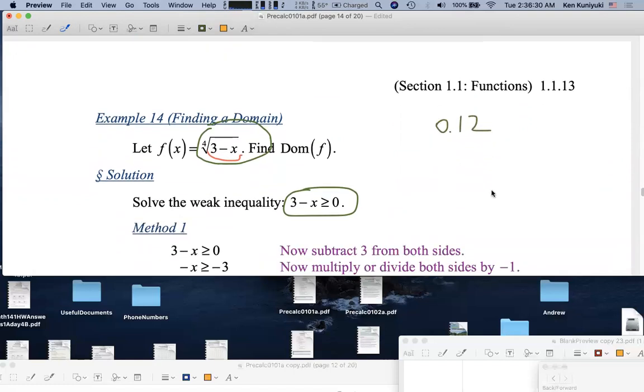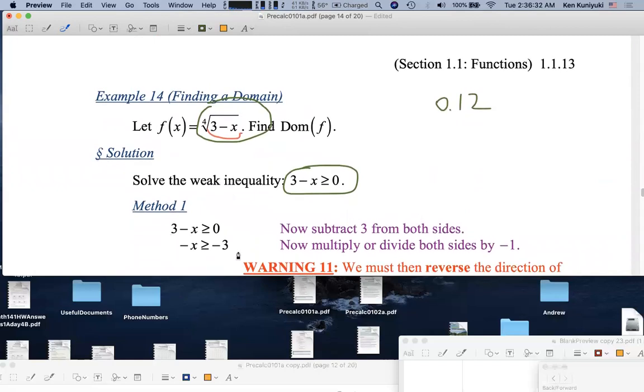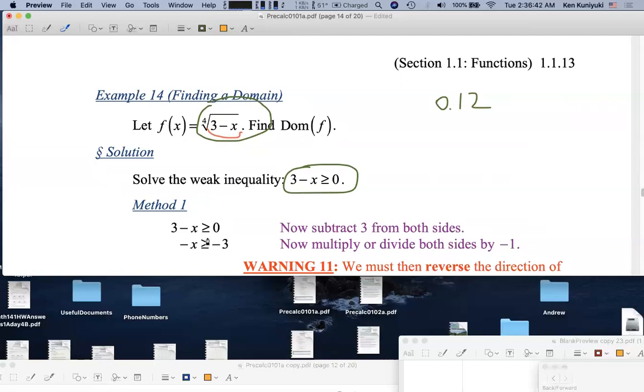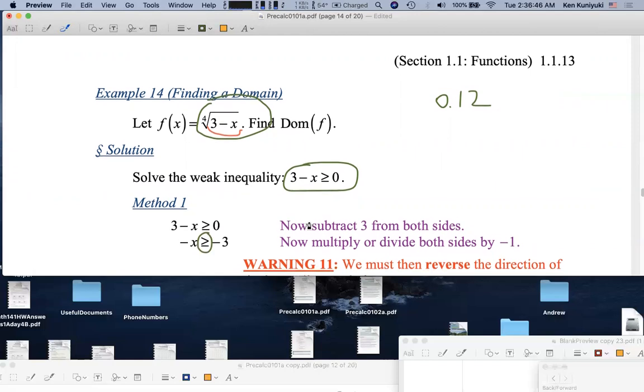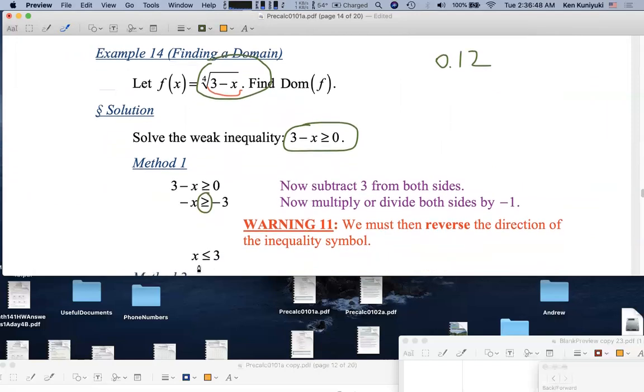All right, method 1. We can subtract 3 from both sides. We get the opposite of x is greater than or equal to negative 3. And then we could multiply or divide both sides by negative 1. But remember that when you do that, what happens? The inequality symbol flips, and we get x is less than or equal to positive 3. We reverse the direction of the inequality symbol when we multiply or divide both sides by a negative number.